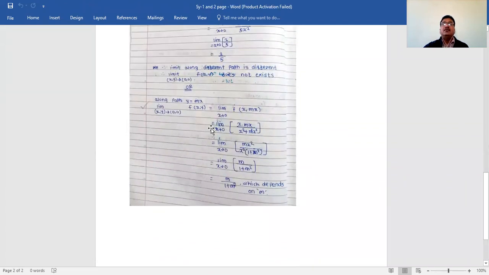We will use mostly the second method, that is, take the path in terms of m and find an answer that depends on m. If the answer does not depend on m, and we get zero or some constant number, then we cannot say that the limit along different paths is different. So take care that the answer of the limit depends on m. Or another method is to find two paths such that the limits along those two paths are different.